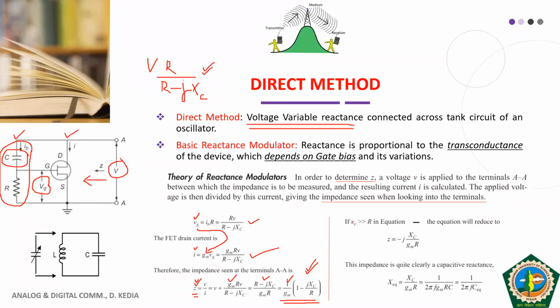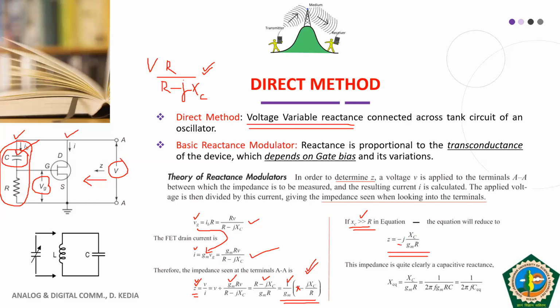We know what XC is. XC is nothing but 1 upon omega C, which is defined for this capacitance. So we'll have to take XC very, very greater than R. The value of the capacitor is to be taken in such a way that XC becomes very, very greater than R. So if XC is greater than R, then this one can be neglected. And what do we get? We get Z equal to minus jXC upon gm into R. I hope all of you have been able to understand this.